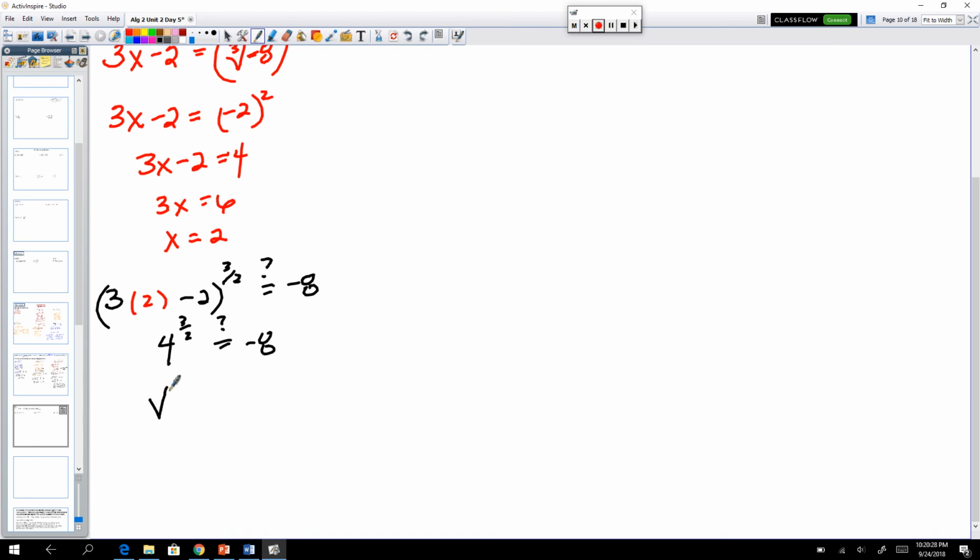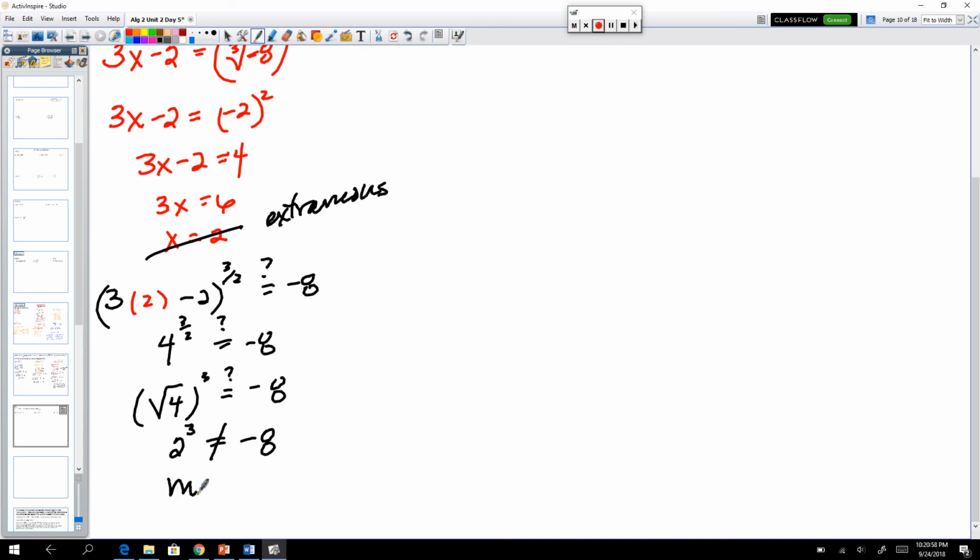Well, that means the square root of 4 raised to the 3 power, does that equal negative 8? The square root of 4 is 2. 2 to the 3rd power is positive 8. That does not equal negative 8. So when we plugged the red 2 back in there, we did not get a true statement. And so therefore, we do not have a solution. This is extraneous, and we say no solution.